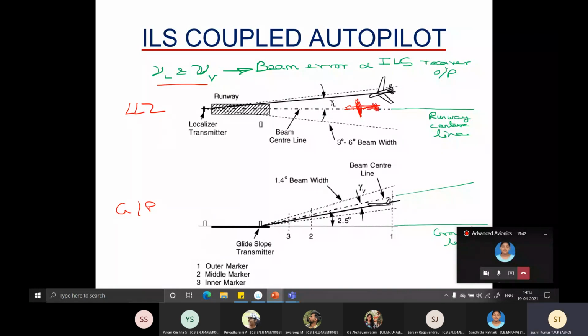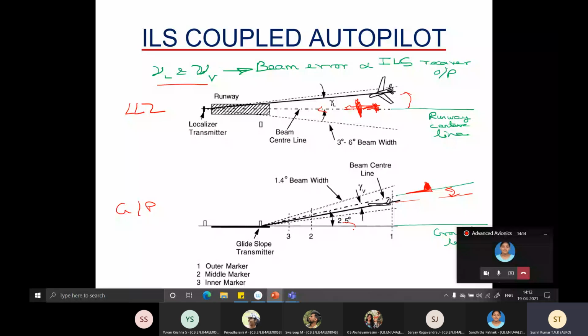It should be following this center line, whereas it is displaced by this much. Okay. Similarly, if you look at the glide path, it should be following the glide path if it is aligned properly, but you see that it is displaced by an angle. Okay. So there is an error in this thing. This 2.5 degrees is the actual glide path angle. Okay.